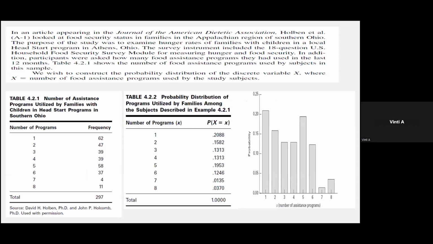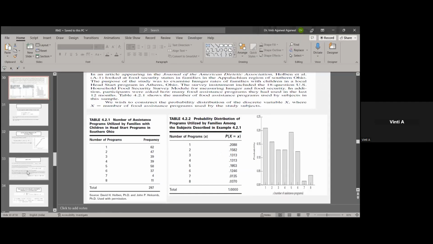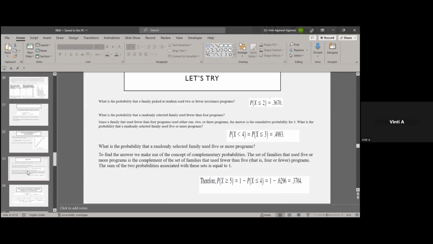What does it say? A randomly selected family would use fewer than 4 programs. What would it be? Anybody willing to take a guess? Fewer than 4 programs. Sum total of 0.2088 plus 0.1582 plus 0.1313. Are we good with this? Yes. Okay, so this is how you use a cumulative frequency table of a discrete variable.